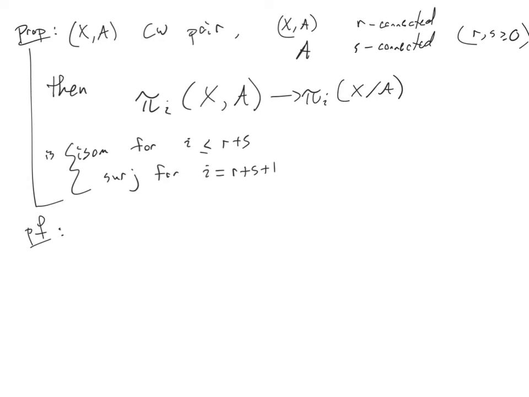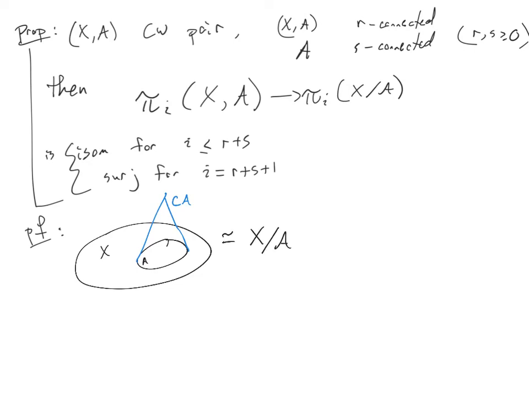Let's prove this. The way to prove this is to take a cone on A. Your picture should be like, I've got A, I've got X, and the best model for X mod A is putting a cone on A. So in particular, what is this space? This is X union over A with a cone on A. We definitely proved this previously, last semester, when we proved that good pairs, or CW pairs, model quotients like this: this union is homotopy equivalent to the quotient.